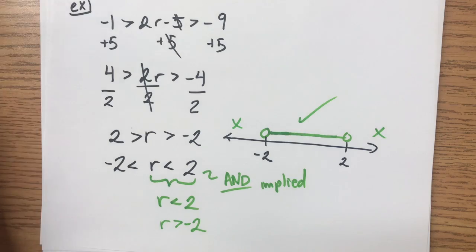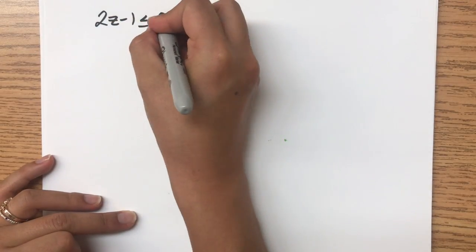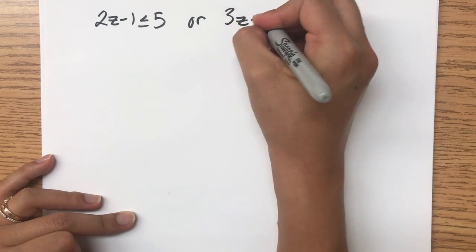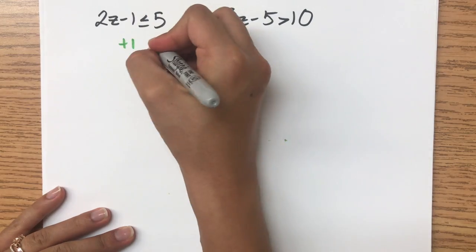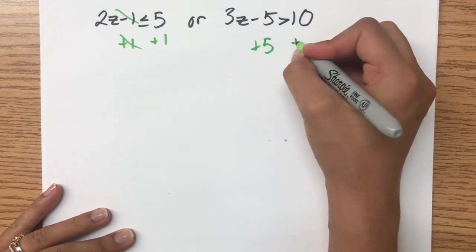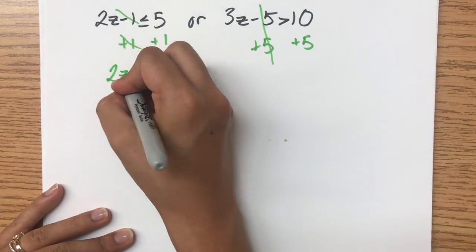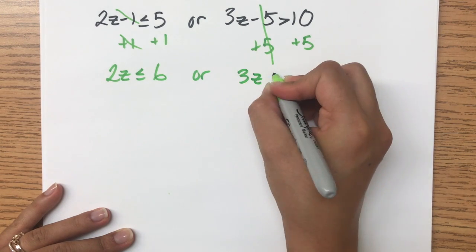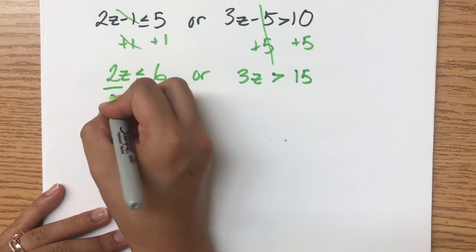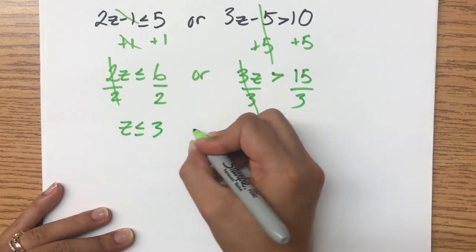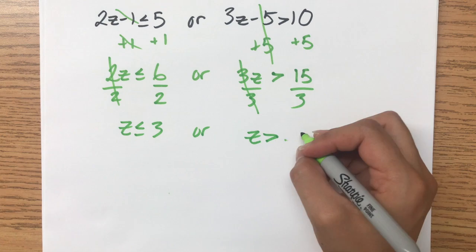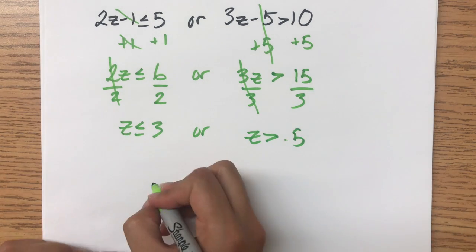Okay, and you can test either of the regions. I know that only the middle region is going to work to satisfy both of those requirements. Now let's look at an or. So we're going to have to solve both of these simultaneously. On the one on the left, I'm going to add 1 to both sides, then add 5 to both sides on the other guy. Then I'm going to get 2z is less than or equal to 6, or 3z is greater than 15. Okay, I keep solving just normal algebra, and I'll get z is less than or equal to 3, or z is greater than 5.